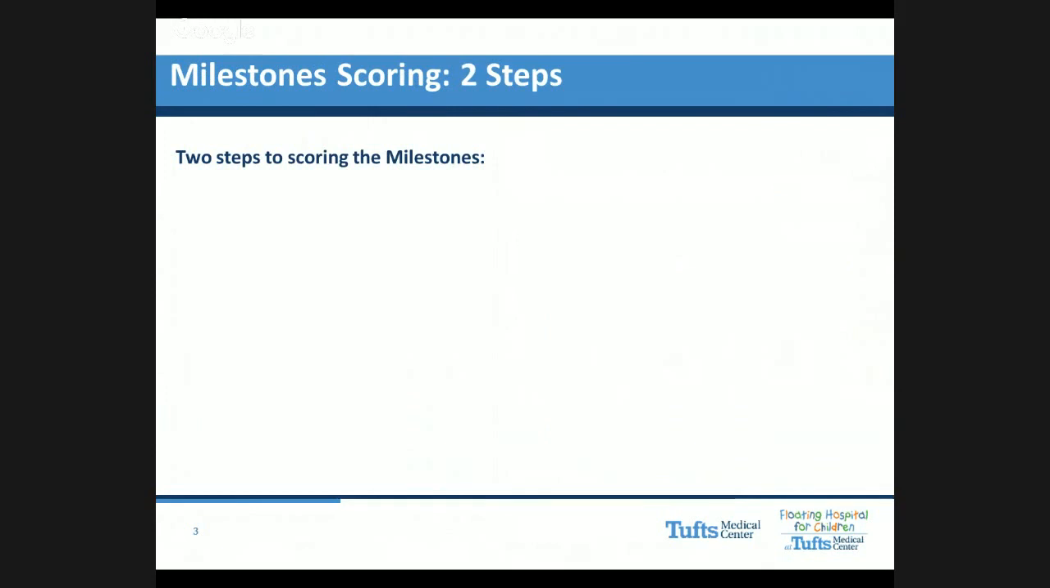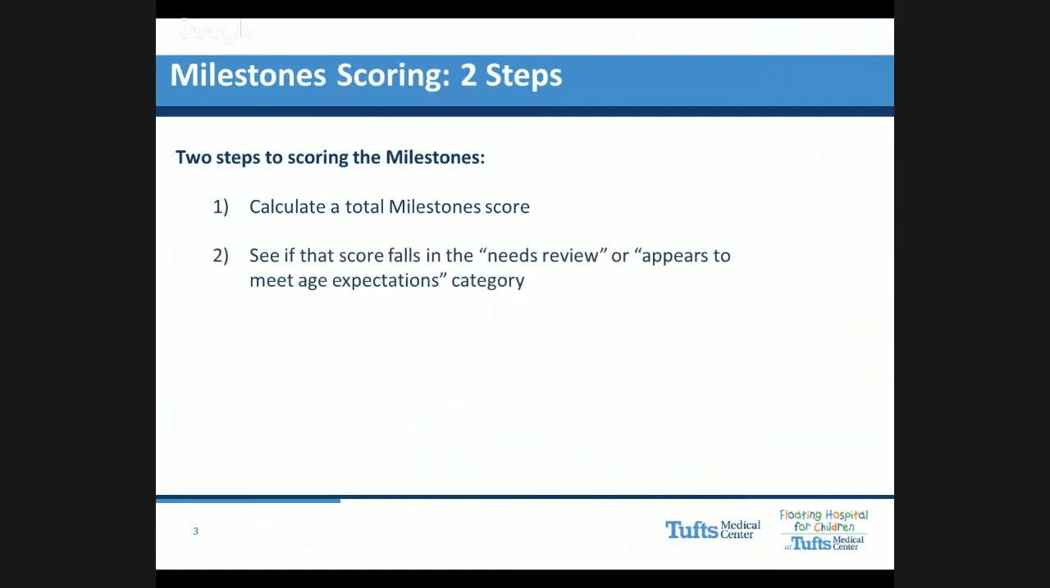There are two steps to scoring the milestones. The first step is to calculate a total milestone score. The second step is to see if that score falls in the needs review or appears to meet age expectations category. You can do this second step either electronically or manually.